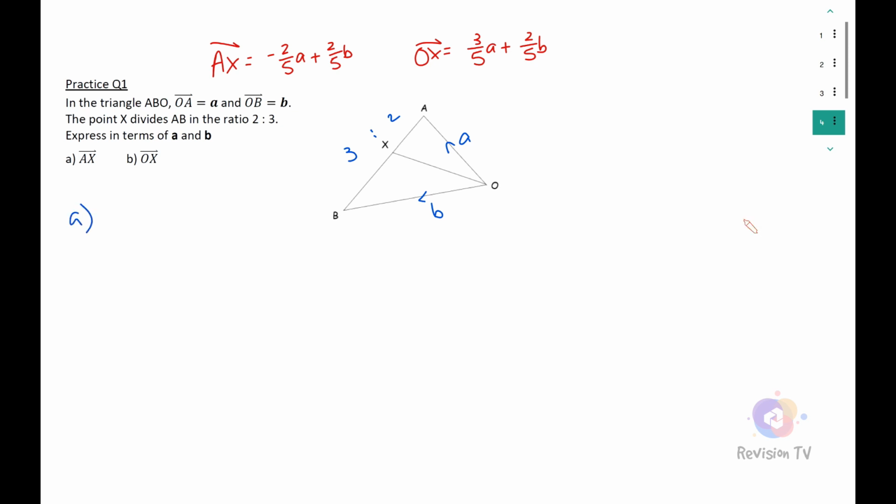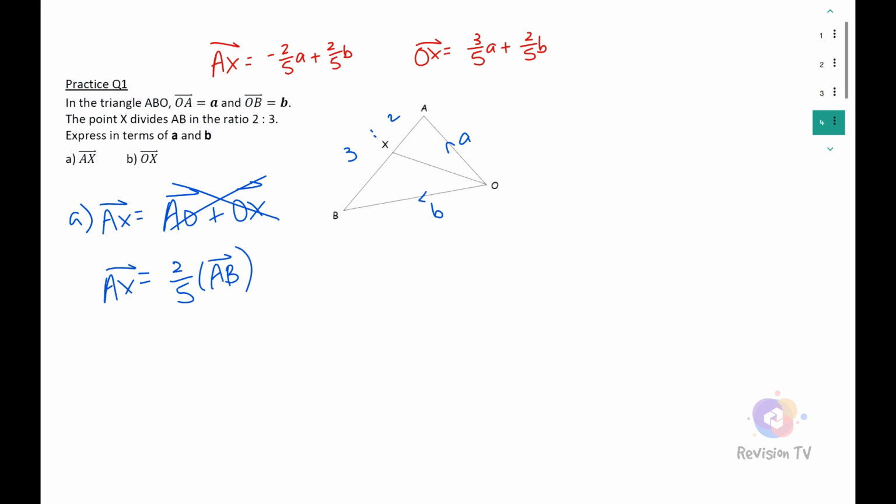So question A. To work out AX, we need to go from A to O and O to X. But do we know OX? We don't, because if you read the question, part B is find OX, so this route doesn't work. So you'd be thinking, okay, what else do I know then? Well, I know that's 3 to 2, so I can make use of that. So AX essentially is the same as 2/5 of AB.